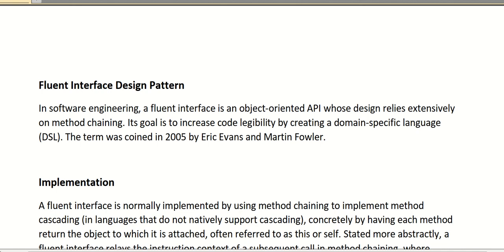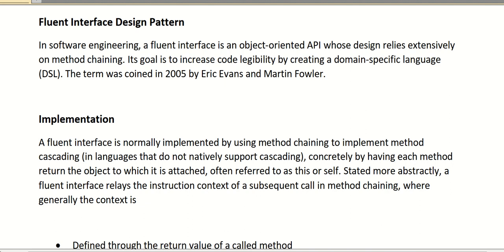Basically, the crux of the Fluent interface design pattern is method chaining, and the goal is to create code legibility in such a way that you end up creating a domain-specific language. I'm going to explain what that is in a few minutes. So let's go to the implementation. How can we implement this?